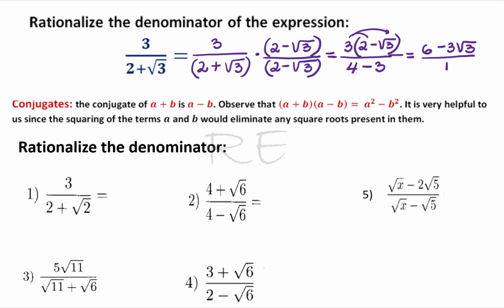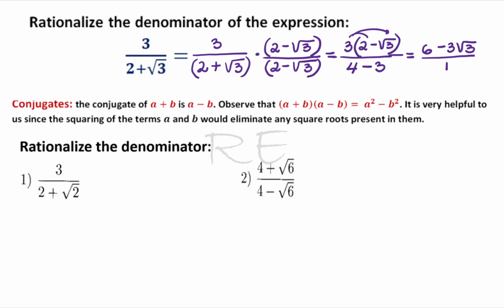The idea is that whenever you have a binomial, to rationalize, you must multiply by the conjugate, and the conjugate will make the expression become a difference of two squares, and you will eliminate any square roots present in them.